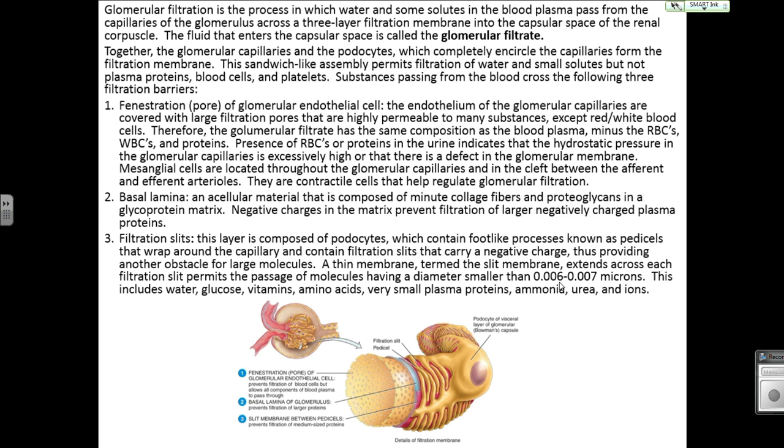Things like water, glucose, amino acids, yada, yada, yada, they can fit through there, though. Red blood cells, proteins, platelets, that stuff is not. And that's good. We don't want that stuff in our urine.